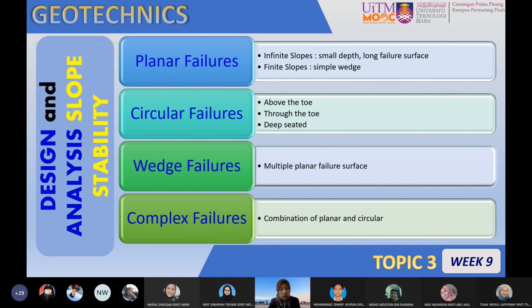Same goes to the circular failures. We have 3 types of circular failures. We have base failure, we have toe failure, we have also face failures. And the next one is the wedge failures. This involves multiple planar failure surfaces. And the next one is the complex failures, a combination of planar and circular.